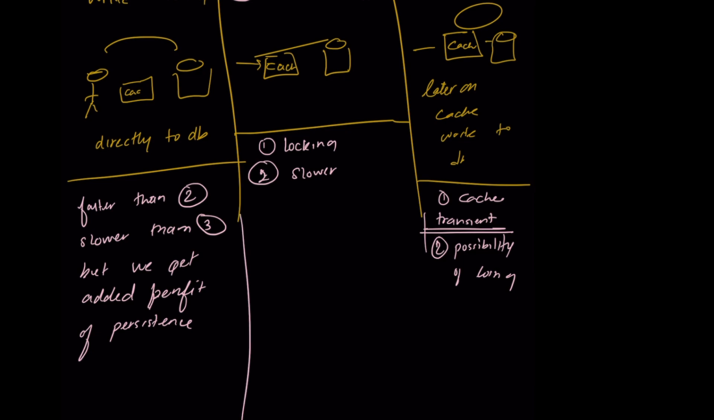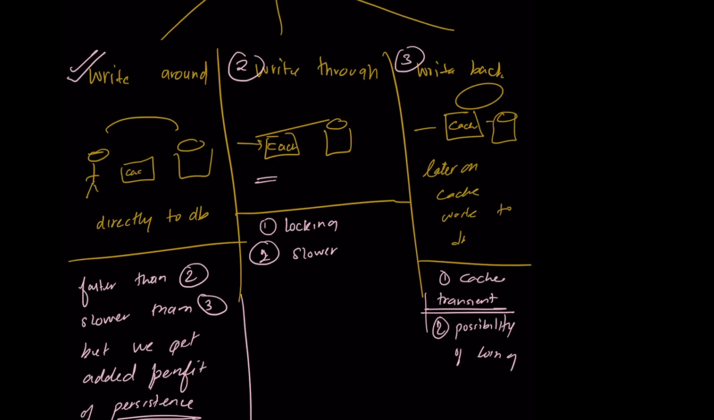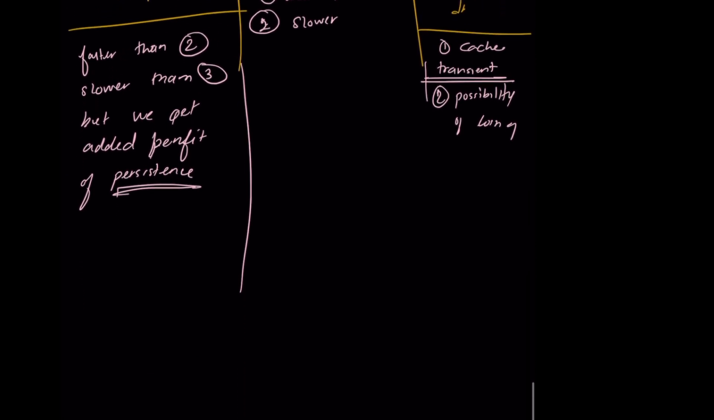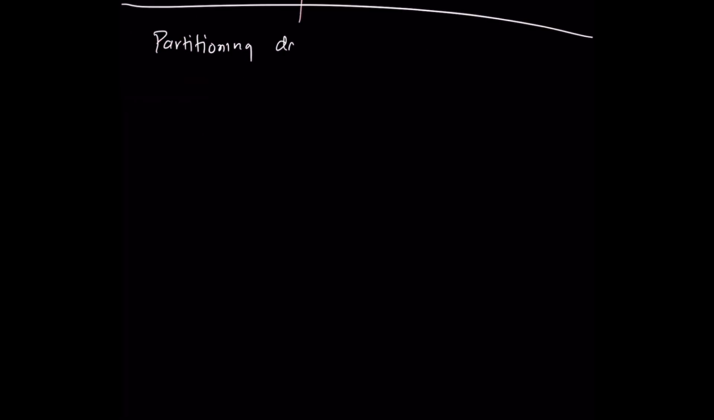So in this example, I believe that I would go with the write around cache. Why? Firstly, it's giving us better performance than the second one, which also gives us persistence, and persistence is important in the application that we are designing. So now we could talk about partitioning the data.